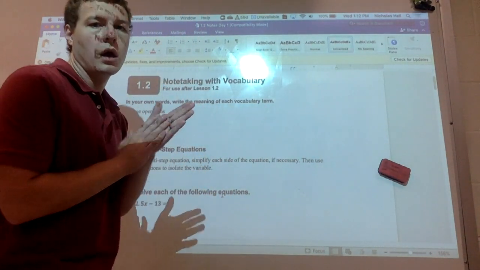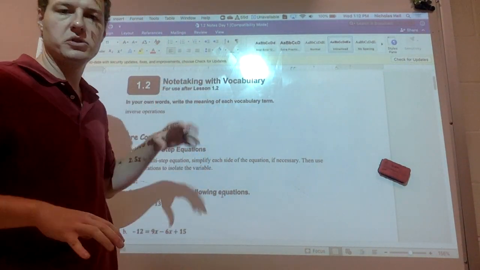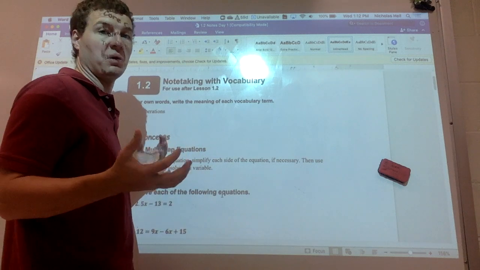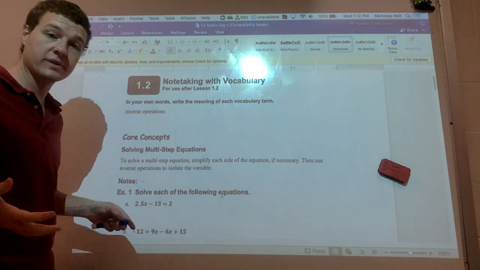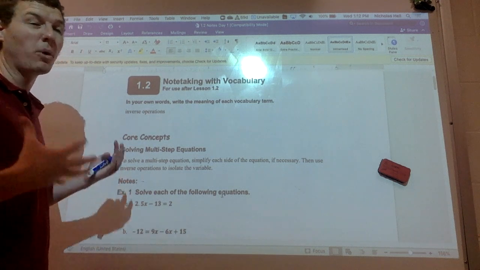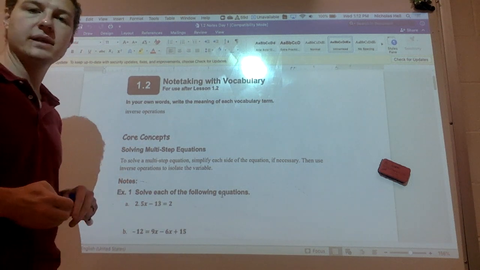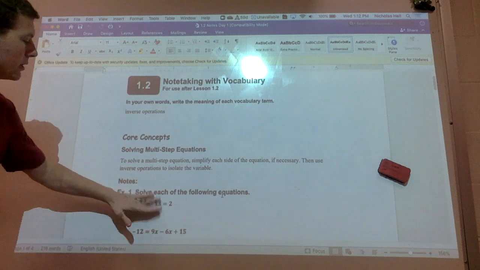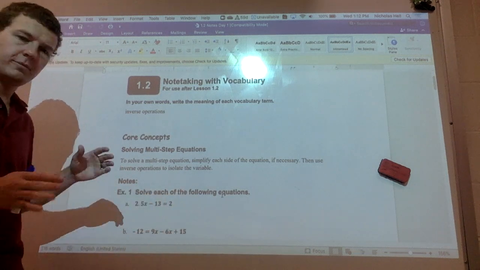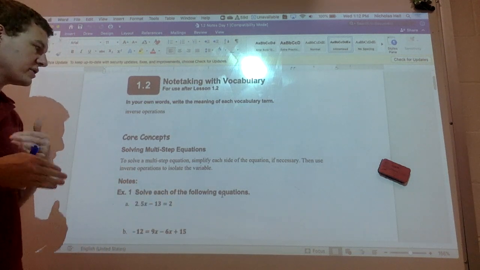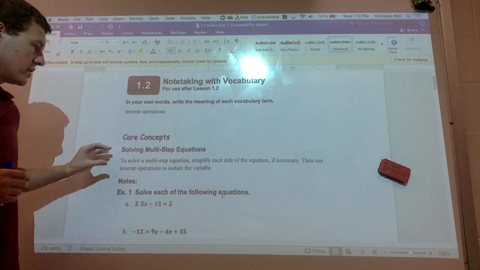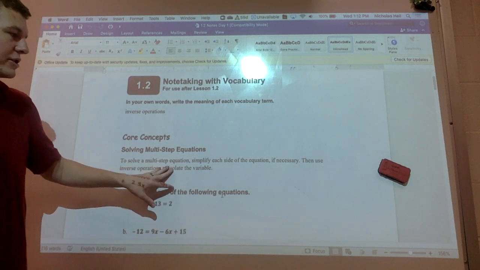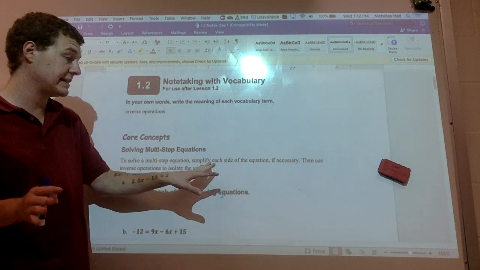Alrighty. Our next section, 1.2, is, like I mentioned before, we're just going to upgrade the equations that we're going to be able to solve. So we're going to get into multi-step equations instead of just one step. Now, the only difference is that we just have to be careful about the way that we actually undo these steps. So here, to solve a multiple step equation, if you can, simplify each side.